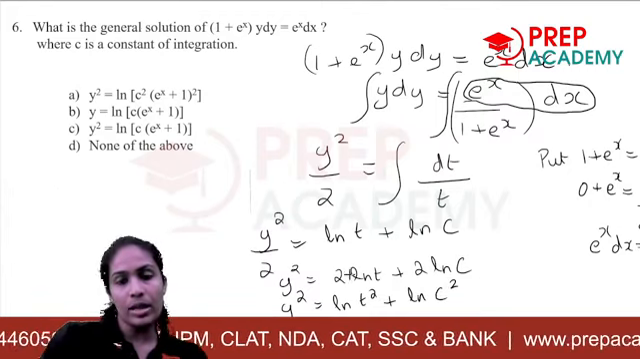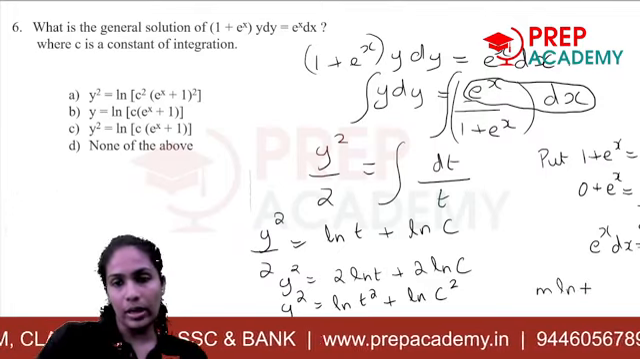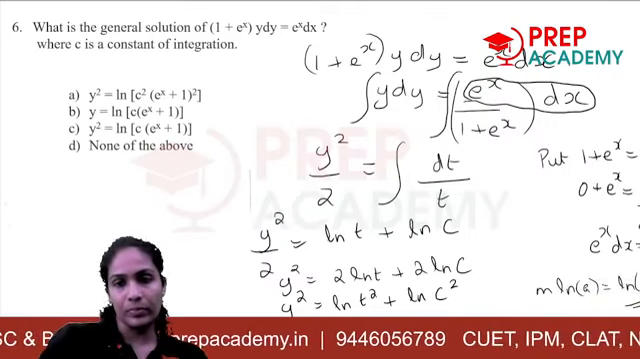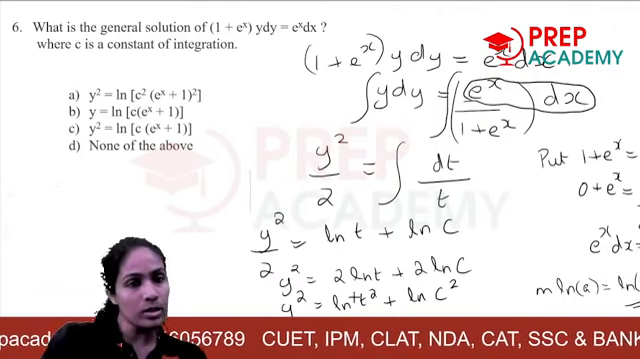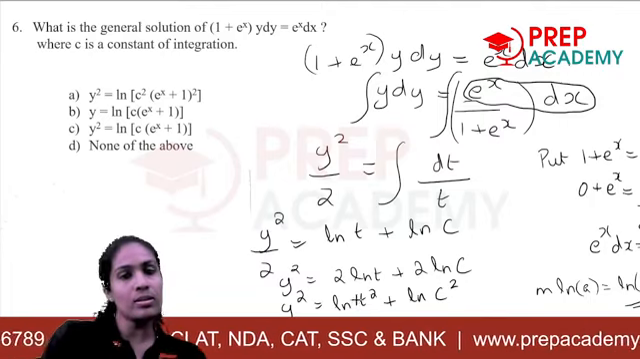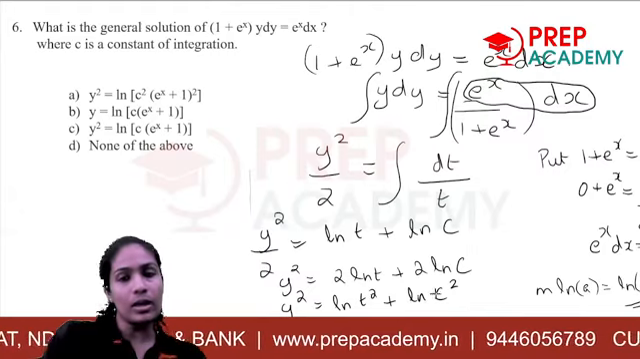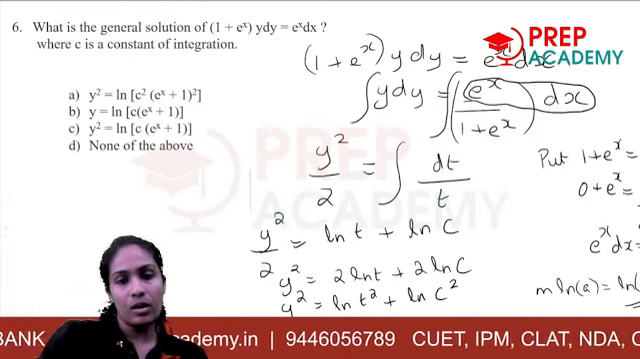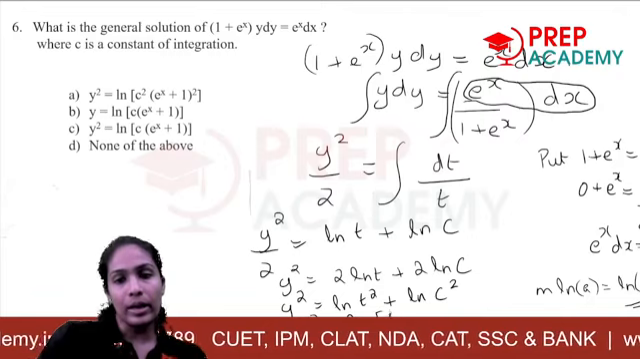The property used is m log a is the same as log a raised to m. So 2 log t is equal to log t square. Ln denotes natural logarithm. Log denotes common logarithm. Natural logarithm means the base is e. So ln t square plus log c square. So y square is equal to log a plus log b is equal to log a into b.